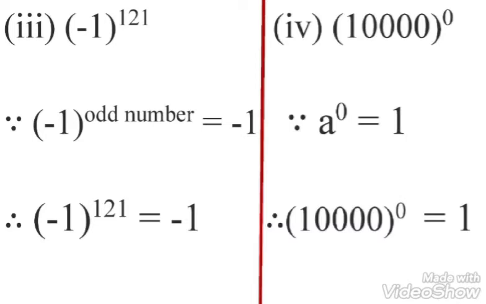Part 4, 10,000 raised to the power 0. As we know, a raised to the power 0 is equals to 1. Here a is a natural number. Therefore, 10,000 raised to the power 0 is equals to 1.